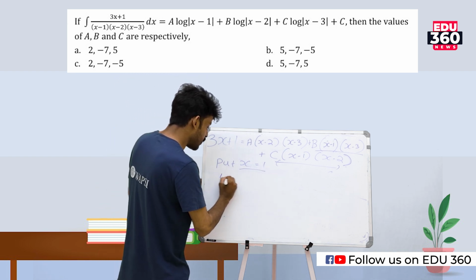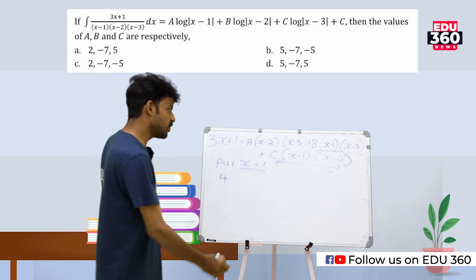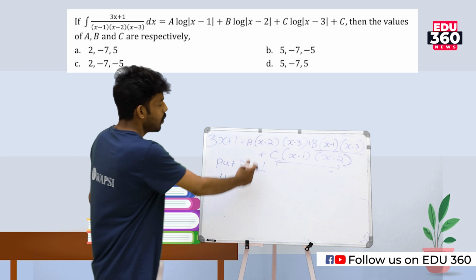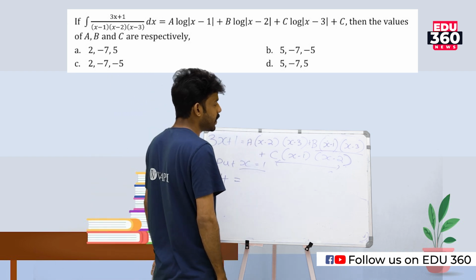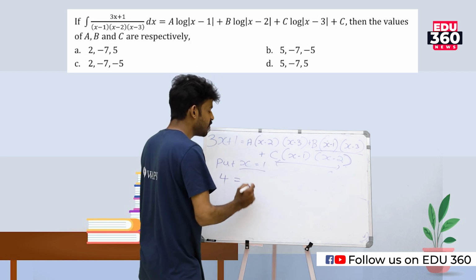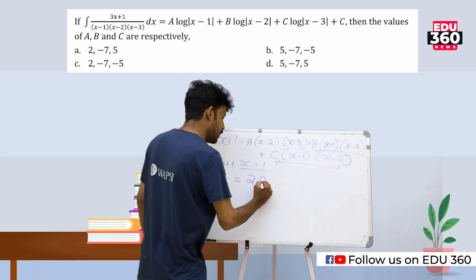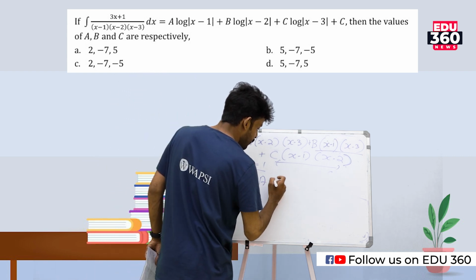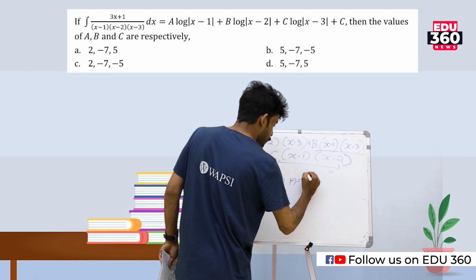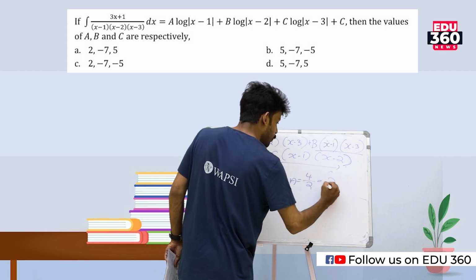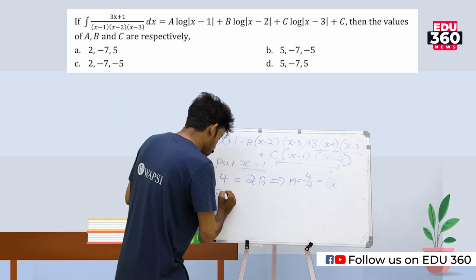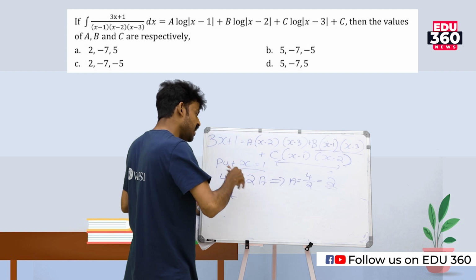So putting x is equal to 1, 3 plus 1 means 4. So 4 is equal to a into 1 minus 2, minus 1, into 1 minus 3, minus 2. That means positive 2, so that is 2a. Hereafter, 4 is equal to 2a, which implies a is equal to 4 by 2, the value is 2. The value of a is equal to 2. Similarly, we can find the values of b and c.